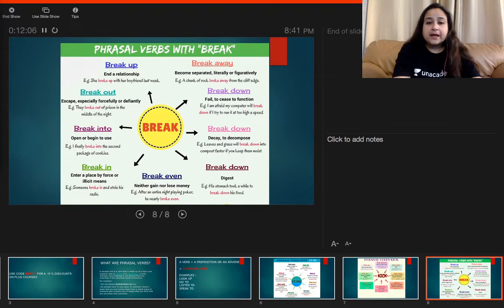Okay. Then breakdown also is to digest. So it took a while for the enzymes to break down the food. So break down into smaller particles means to digest the food, into smaller parts, break it down and digest the food. So in that sense also breakdown could be used.